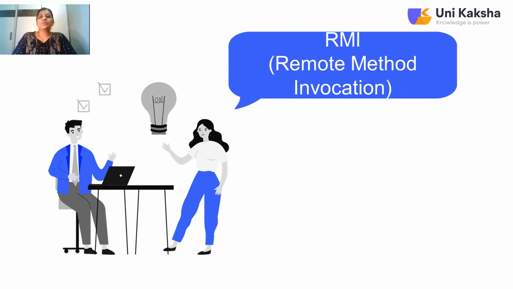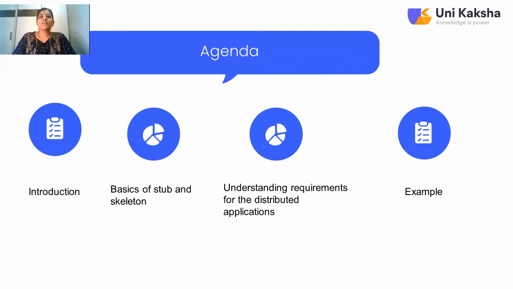Now let's move on and understand what exactly RMI is. Let's have a look at the agenda of this video. Here I'm going to explain the introductory part, that is what exactly RMI is and for what reason it can be used. Then we will see the two objects provided by RMI to perform server and client side communication. These objects are nothing but the stub and skeleton. So we are going to understand these two objects.